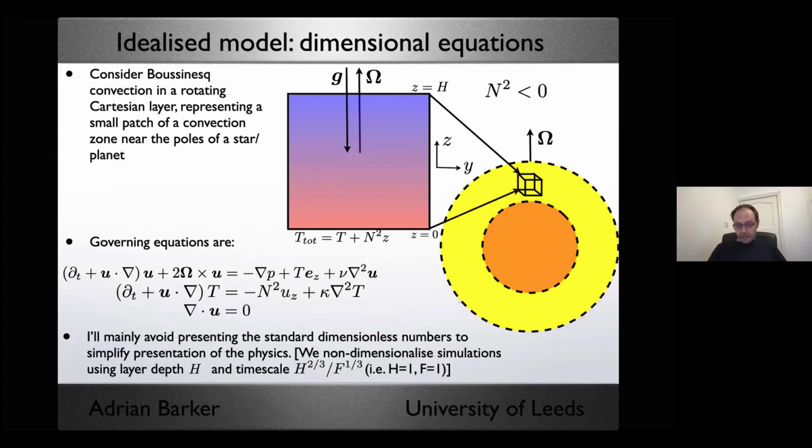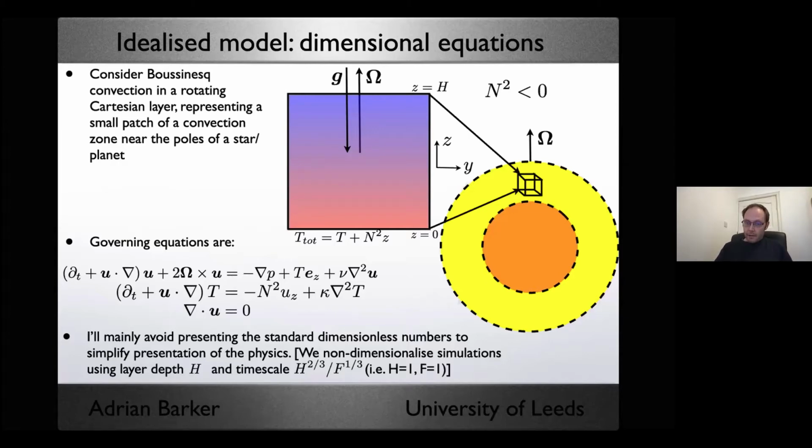So in simulations, we do non-dimensionalize things, so we're going to use non-dimensional numbers. We'll use the layer depth h as the length scale, and we're going to define a time scale based on the heat flux or buoyancy flux through the domain, which you can calculate as h to the 2/3 over f to the 1/3. So I'll come back to this point, but essentially we're going to run simulations in which the length scale is 1 in the z direction, and in which the heat flux is 1 as well.